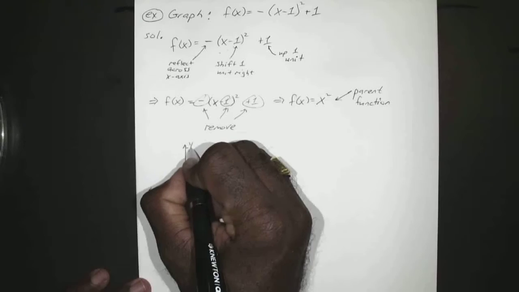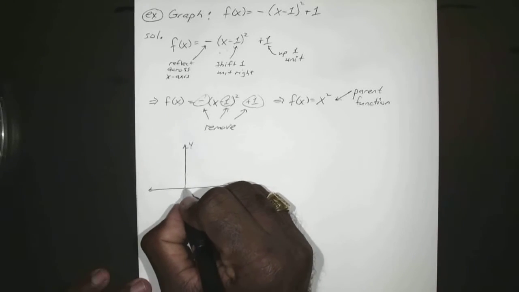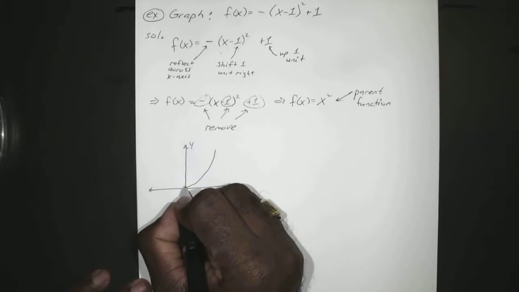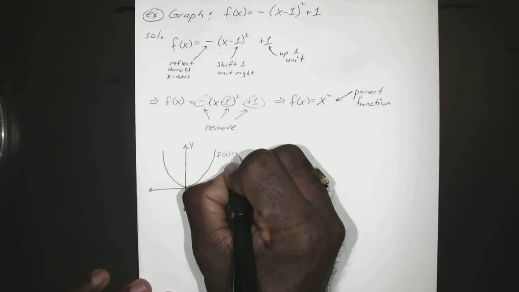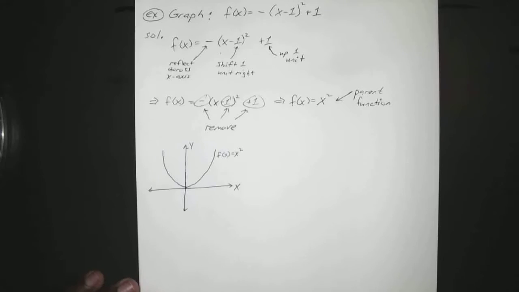Okay, so we have an x and we have a y, and we know that our x squared looks something like that. Okay, so we have our f of x equals x squared. Once again, if you wanted to, you could do the reflection first, you can do the shift up first. It doesn't matter at all.